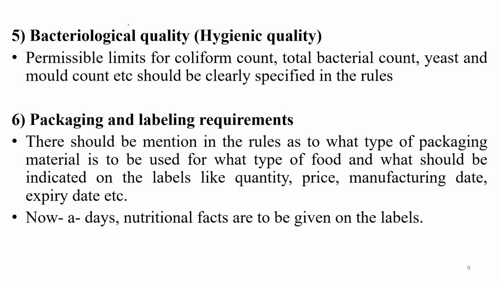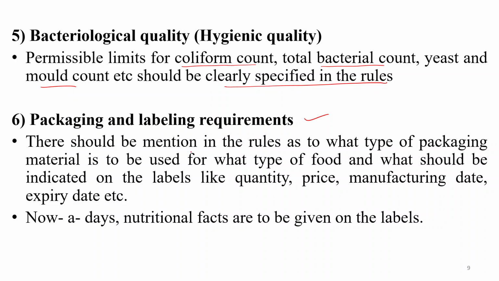Now coming to bacteriological quality, obviously the permissible limits for coliform count, total bacterial count, yeast and mold count should also be clearly specified in the rules. So bacteriological quality, that is permissible limits for coliform count, that is SPC, yeast and mold count, that should be clearly specified in the rules. Now sixth requirement is packaging and label requirement. So what type of packaging material to be used for what type of products, and also what should be indicated on the labels, that also to be mentioned in the requirements.